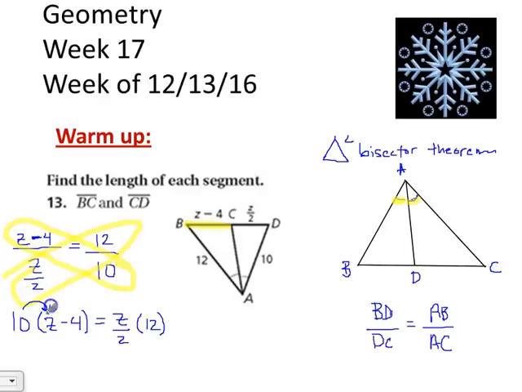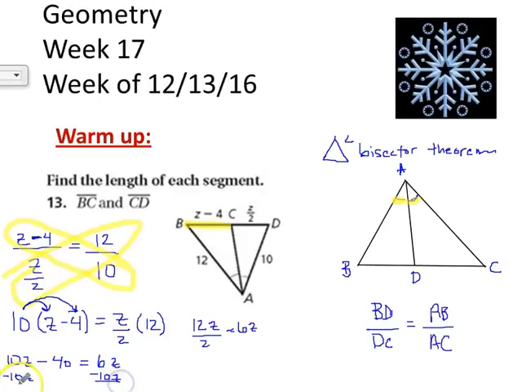So I would distribute that 10 times z, so I would have 10z, and then 10 times -4, which is -40. Set it equal to 12z over 2. If we multiply 12 times z and then divide by 2, we get 6z. So set that equal to 6z. And now we just need to get all of our z's on one side of the equation. So I'm going to subtract the 10z so that we get all of our z's on one side and all of our constants on the other side.